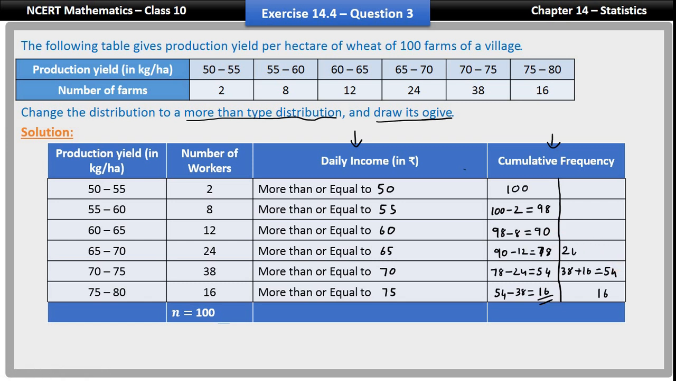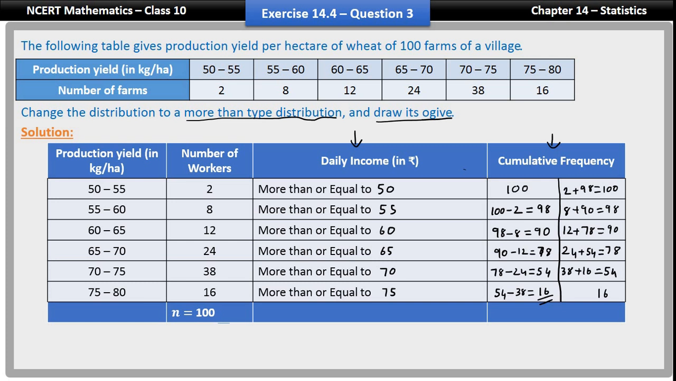So this is 24 plus 54, which is nothing but 78. Now for this row, add this 12 to the previous computed total. So that is 12 plus 78, that is 90. Now here add this 8 to the 90. 8 plus 90 is 98. Now in the first row, add this 2 to 98. 2 plus 98 is equal to 100.